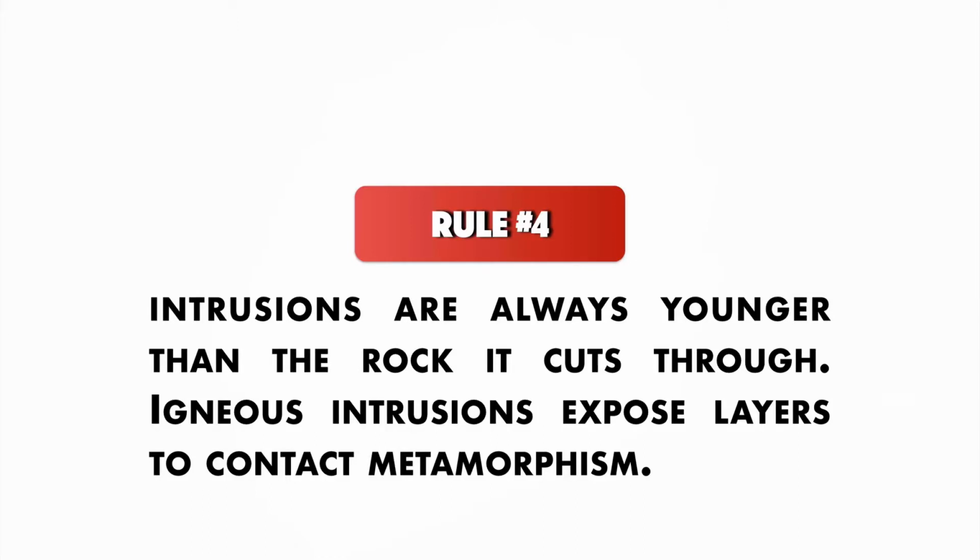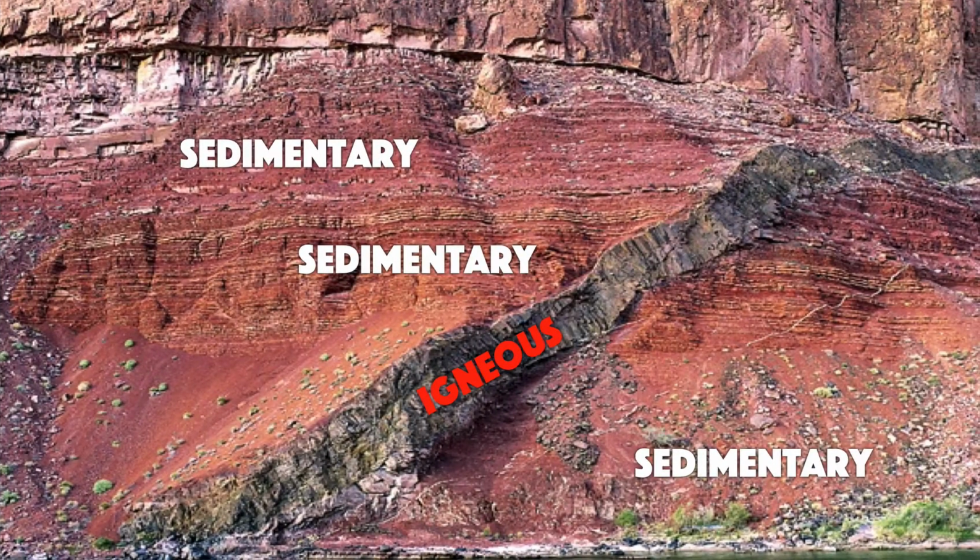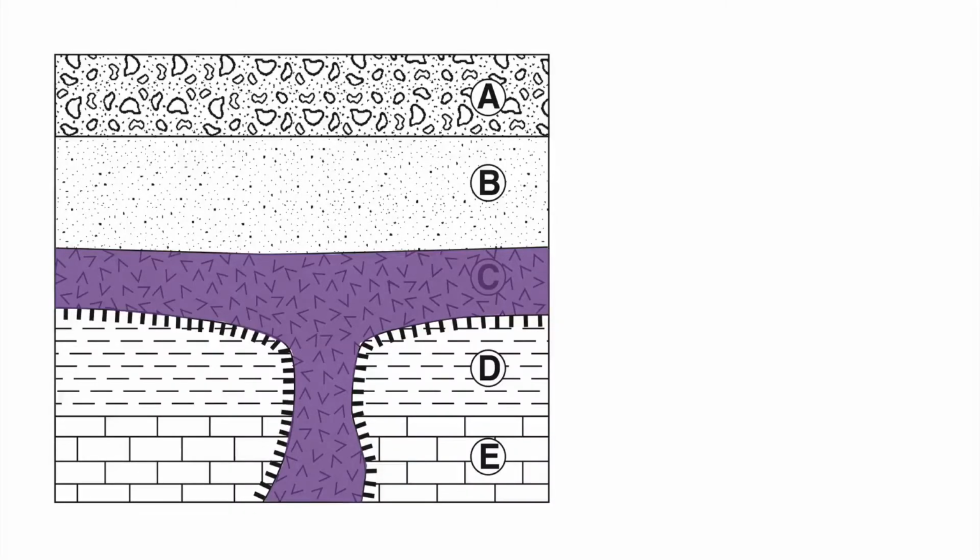Next, intrusions are always younger than the rock they cut through. Igneous intrusions expose layers to contact metamorphism. Probably should have explained this first, but an intrusion happens when you have layers of sedimentary rock already existing and magma kind of burns its way through the layers and in the process affects the layers through contact metamorphism, but also cools and solidifies. So this is what it would look like in what we've been dealing with.